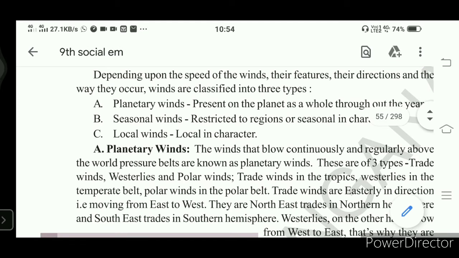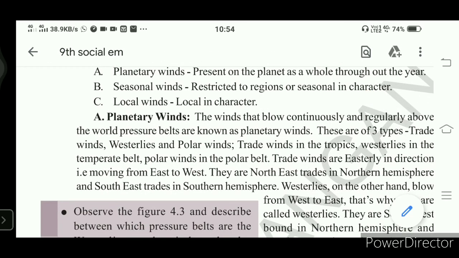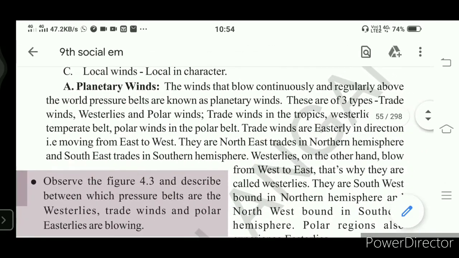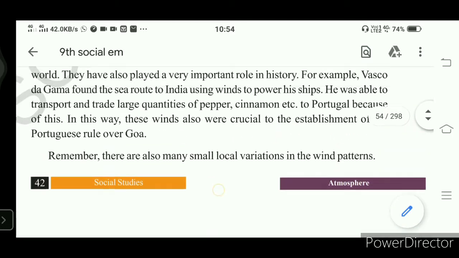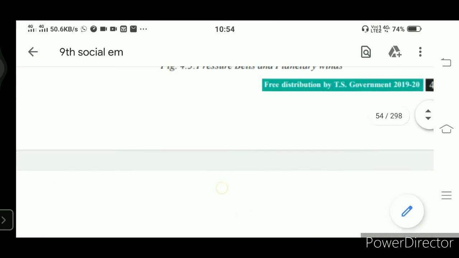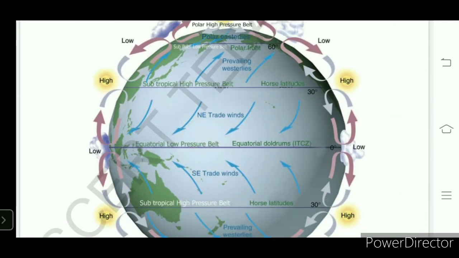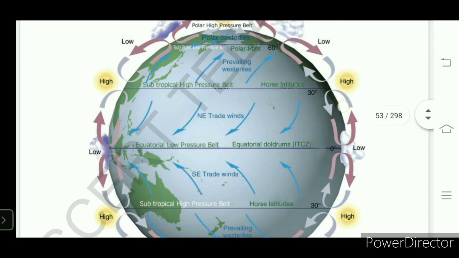The winds which do not change their direction, they blow continuously and regularly in a specific direction, are called planetary winds. These planetary winds are again subclassified into three types, that is trade winds, westerlies, and polar winds. These are the three types of winds we find in the planetary winds. Dear students, the first one is trade winds, second is westerlies, third is polar winds.